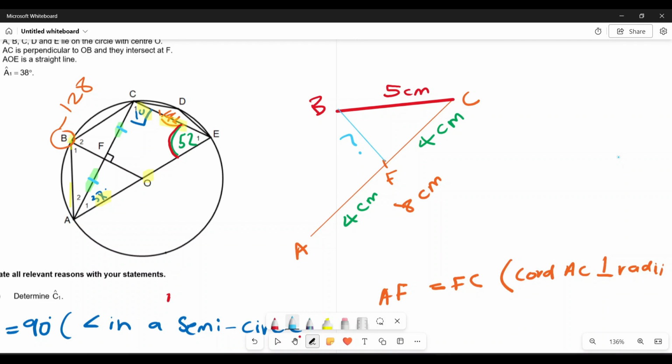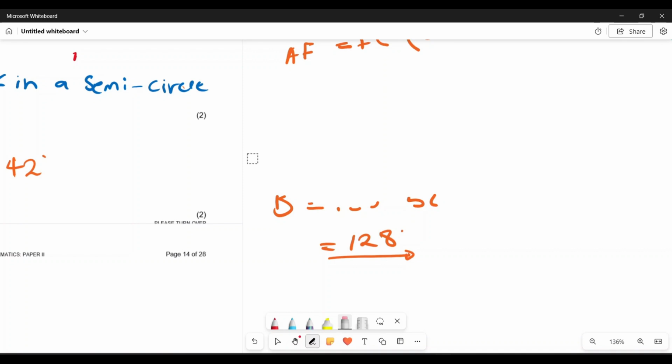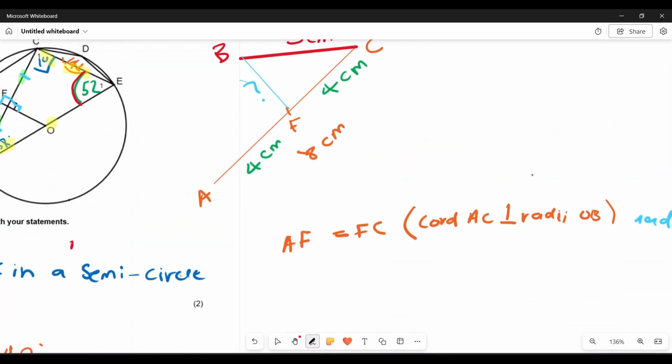Now, remember, this angle here is 90. As a result, this angle here will also be 90. Why? Because the sum of angles on a straight line should be equal to 180. So to answer this question, I would first start by mentioning that my AF is equal to FC. The reason is that our chord is perpendicular to our radius. Let me erase here at the bottom. Now, as a result, FC will be equal to 4 centimeters.